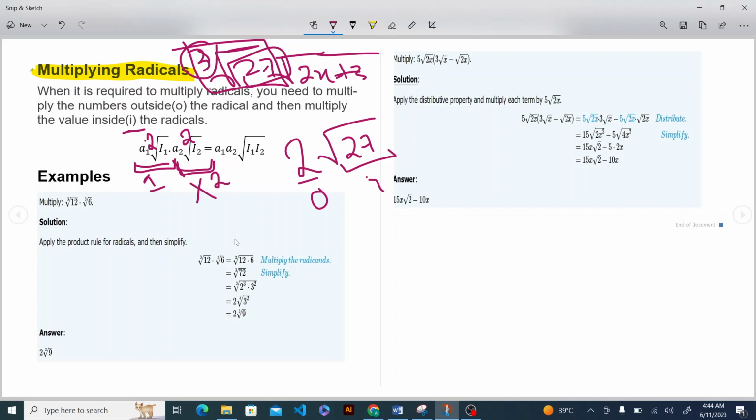So what we have to do is multiply the outside values with each other, a1 and a2, and the inside values, I1 and I2, will be multiplied inside the radical. Means we are going to handle outside values separately and inside values separately. We multiply outside values with each other and inside values with each other. So this is a simple rule.